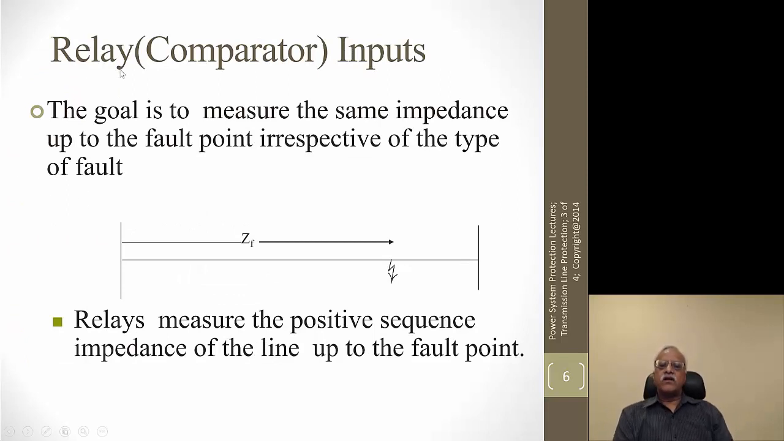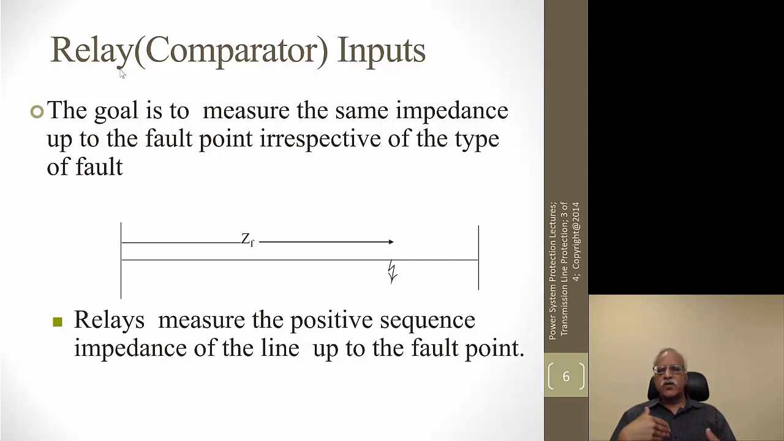Then what does the relay do? It calculates, it has a voltage V, and then it creates another compensated voltage, as we call it, V minus IZ or IZ minus V, and tries to compare the phase angle. That is what we covered in the last lecture. This is a simple example.